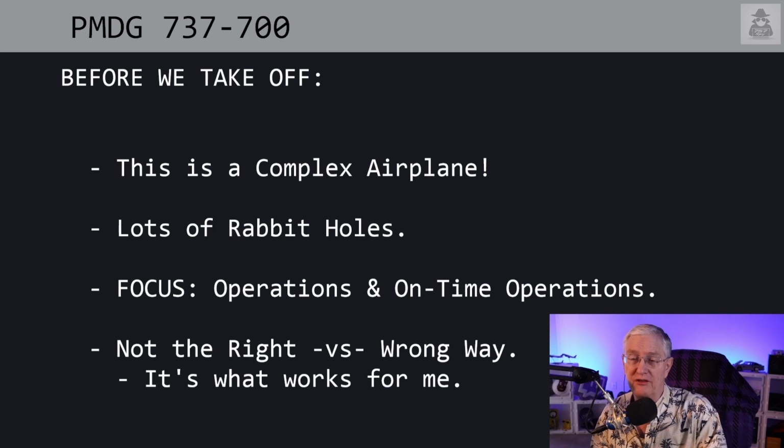This is a complex airplane. The PMDG 737 has a lot of little rabbit holes that you can jump down, and we're going to jump through a few of them. But the focus today is going to be basic operations and on-time operations. We're simulating airlines here, and on-time is supposed to be a thing from what I understand.